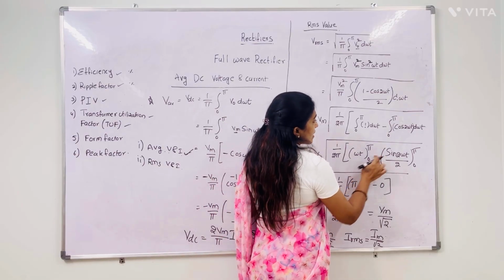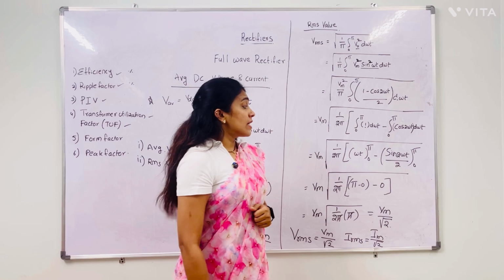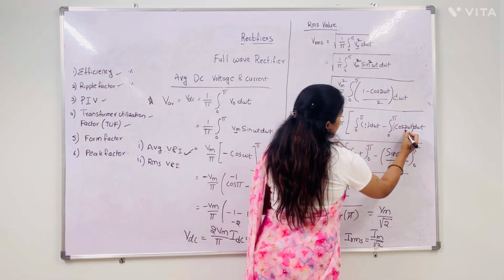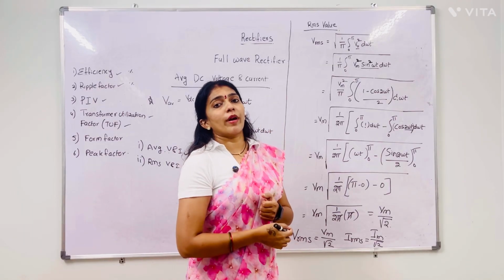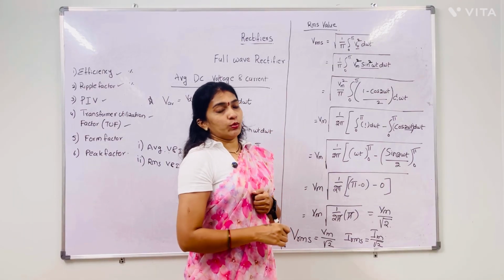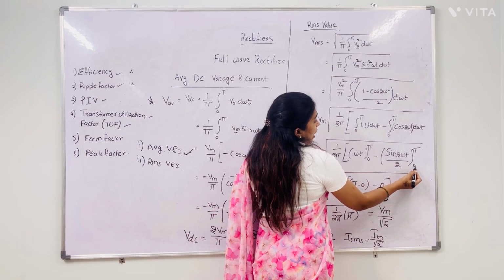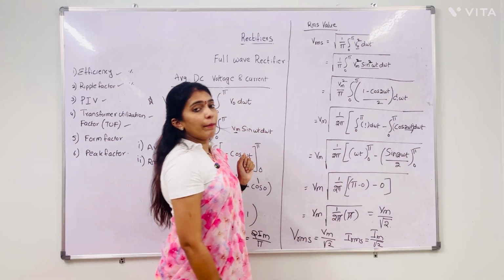Next, minus cos 2 omega t. The integral of cos 2 omega t is sin 2 omega t. Again you have to integrate for this part, 2 omega t. The integral of 2 omega t gives 1 by 2. So finally we got sin 2 omega t by 2. You need to apply limits from 0 to pi.